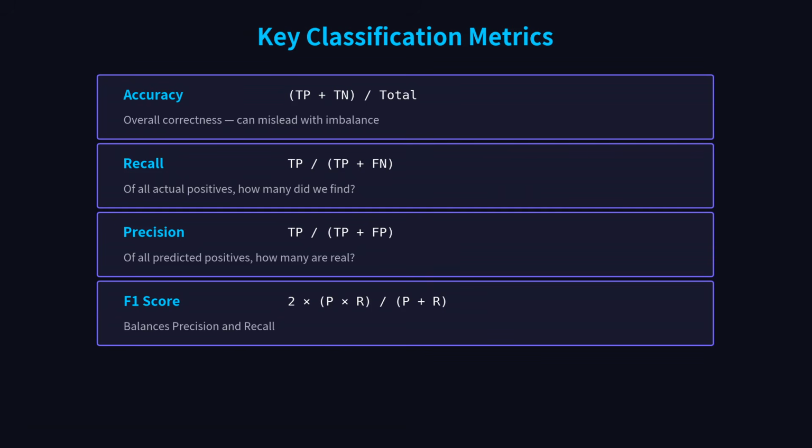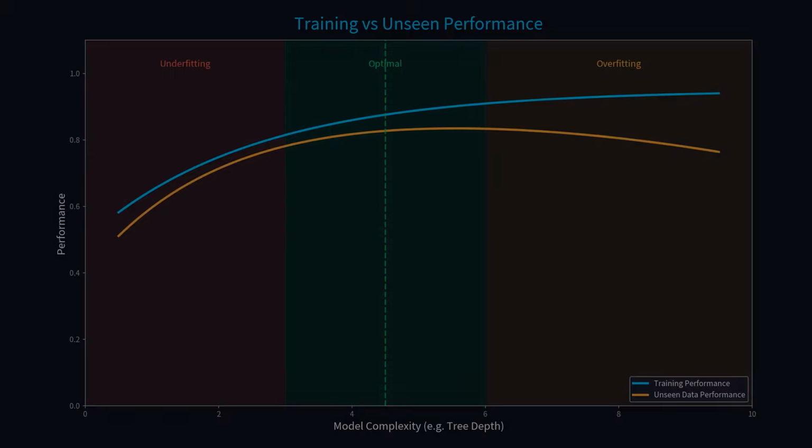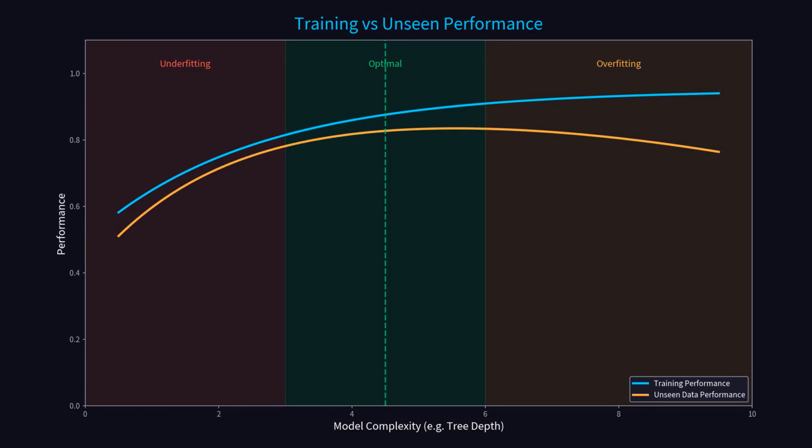The F1 score is the harmonic mean of precision and recall: 2 times precision times recall over precision plus recall. It is preferable whenever both error types matter. Even after choosing a metric, another problem remains. Decision trees can keep splitting until they become extremely complex. Does a deeper tree always mean a better model?